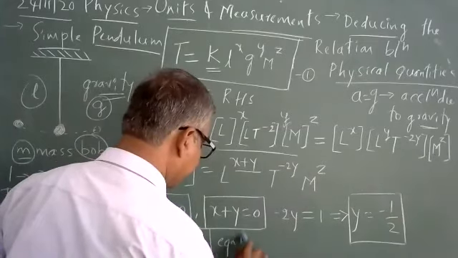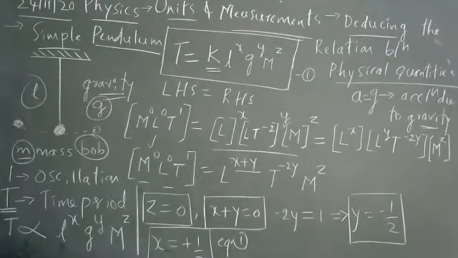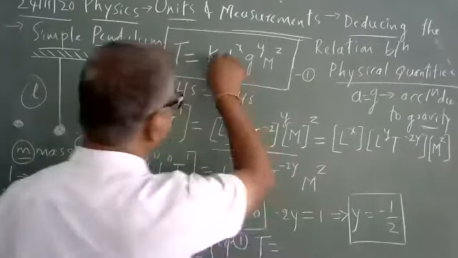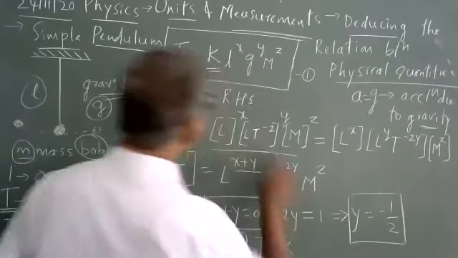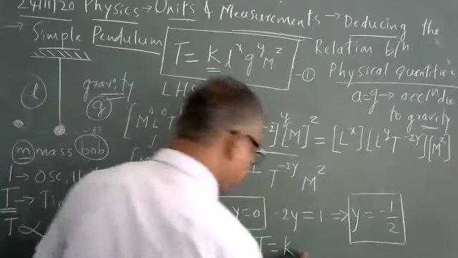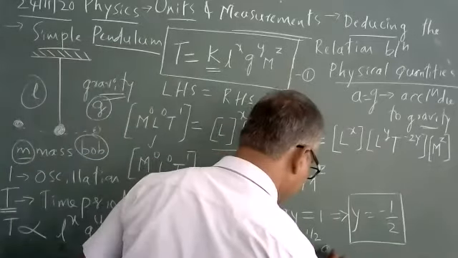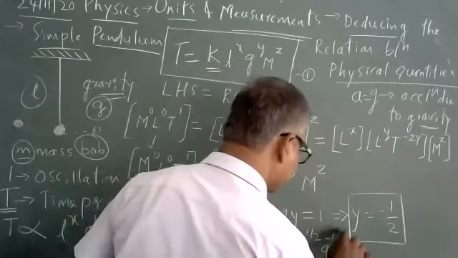Now, equation 1 simplifies to t equal to k, a constant, times L raised to x, where x means half, so L raised to 1 by 2. Then g raised to y, where y means minus half.